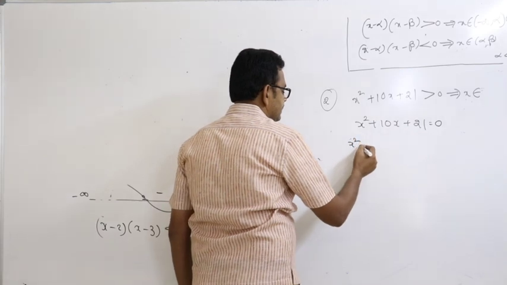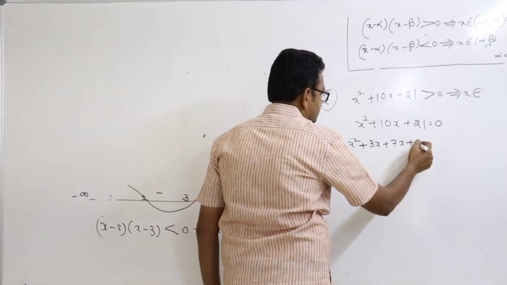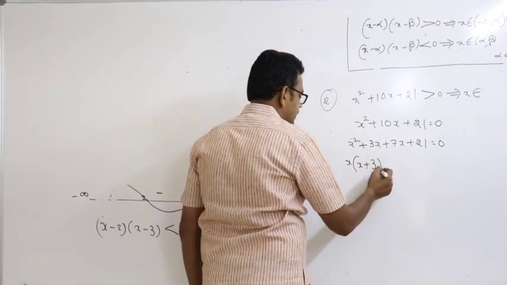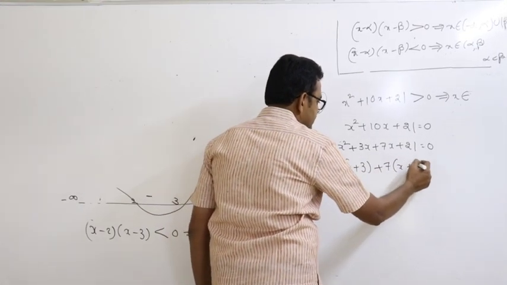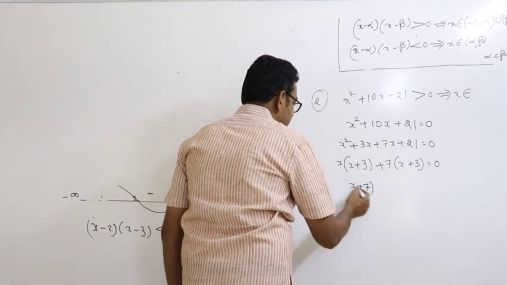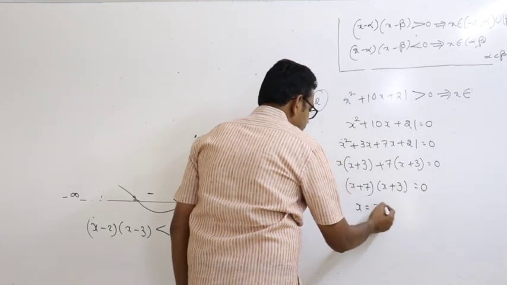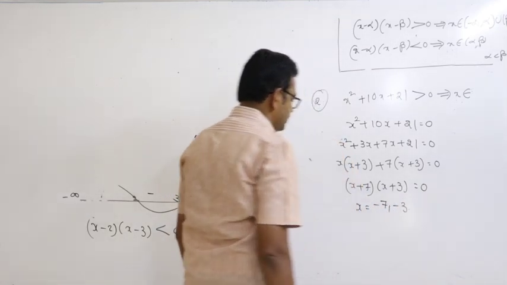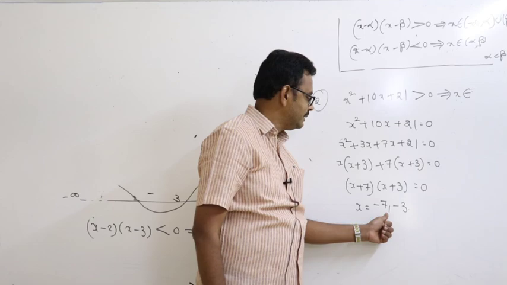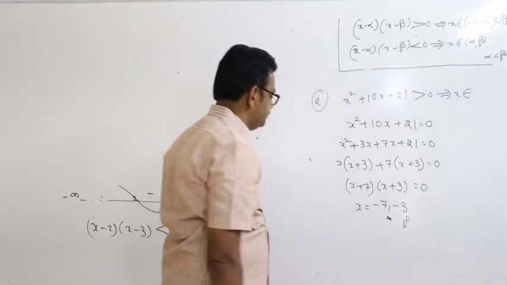So, this is x square plus 3x plus 7x plus 21 equal to 0. x common, x plus 3, plus 7 common, x plus 3 is equal to 0. So, this is x plus 7 into x plus 3 is equal to 0. x is equal to minus 7 comma minus 3. What is alpha? What is beta? Minus 7 or minus 3? Minus 7 is less than minus 3. So, this is alpha and this is beta.